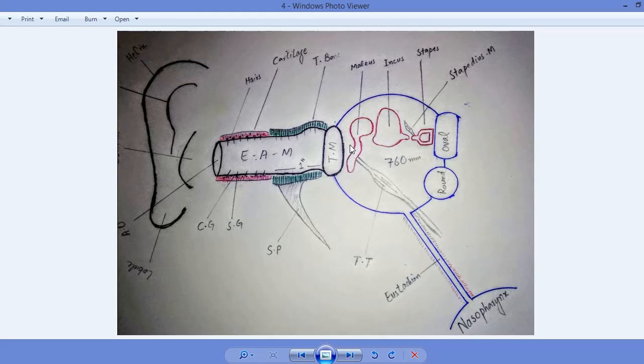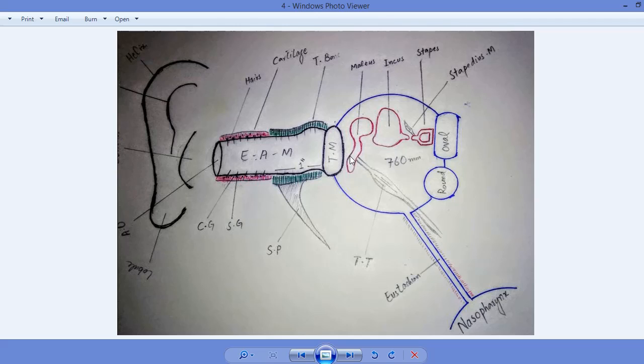This malleus is attached with the tympanic membrane with the help of ligaments. A large number of ligaments connect this hammer or malleus with the tympanic membrane. This malleus is also connected with the incus with the help of ligaments, and this incus is attached with the stapes with the help of ligaments. I have not made ligaments in the diagram, but all of these bones are attached with the help of ligaments, and this stirrup or stapes is attached with the oval window with the help of ligaments. So what happens? This oval window consists of a membrane just like the tympanic membrane.